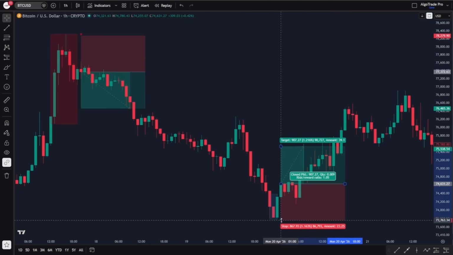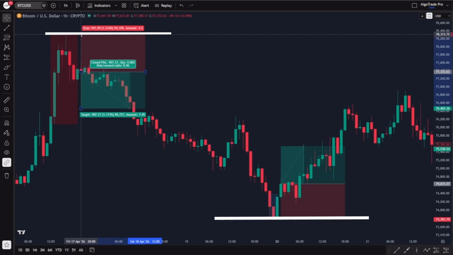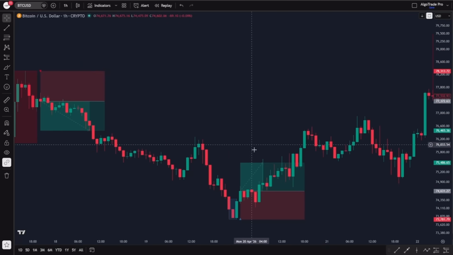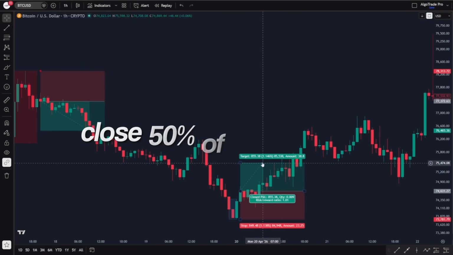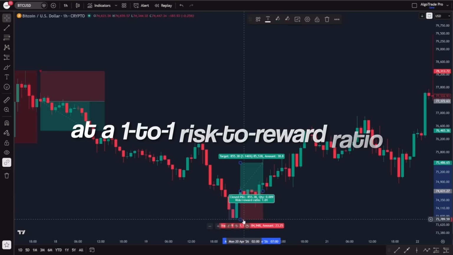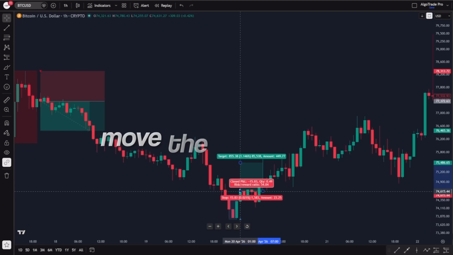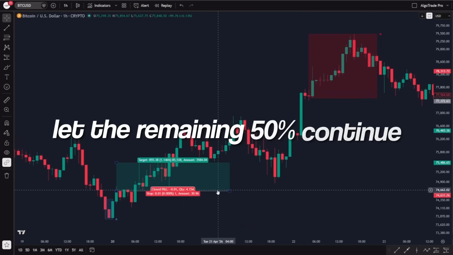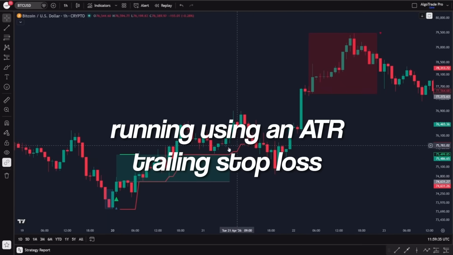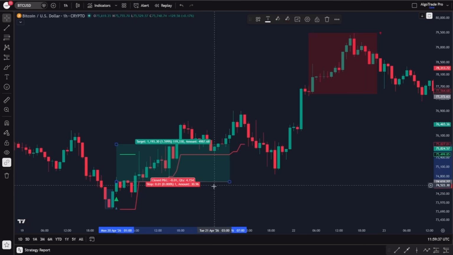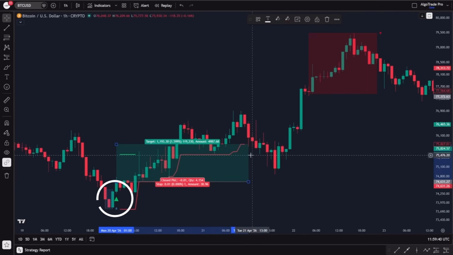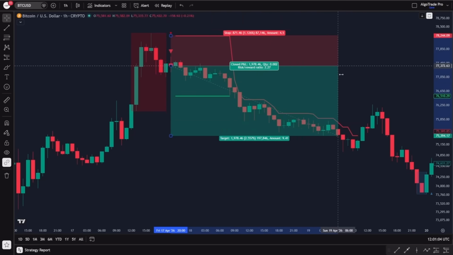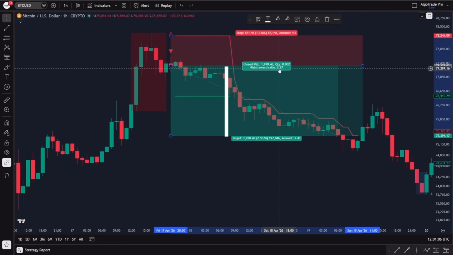For stop loss, we'll use the most recent swing low or swing high, and for take profits, we are going to use a hybrid system. We'll close 50% of the position at a 1-to-1 risk to reward ratio to secure partial profits, then move the stop loss to break even and let the remaining 50% continue running using an ATR trailing stop loss. The reason I like this approach is because reversal systems sometimes catch very large moves, and trailing the remaining position allows us to capture those bigger trends.